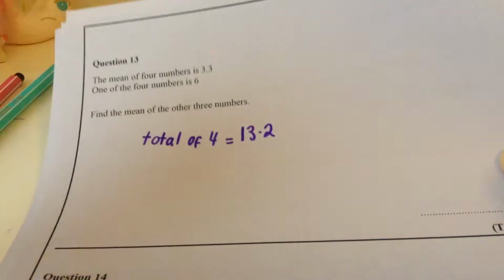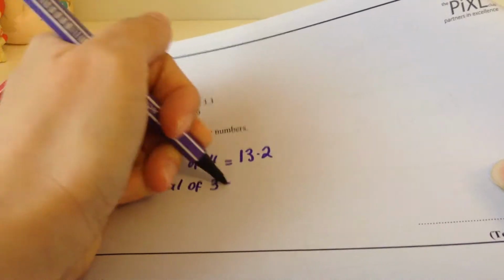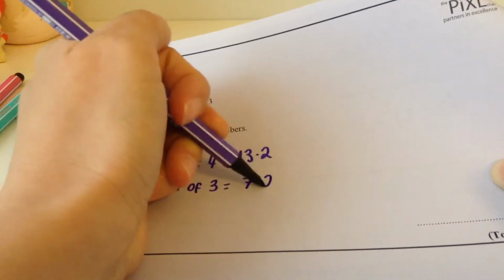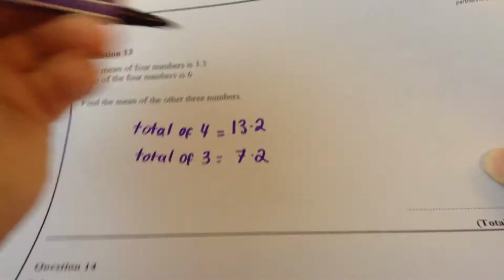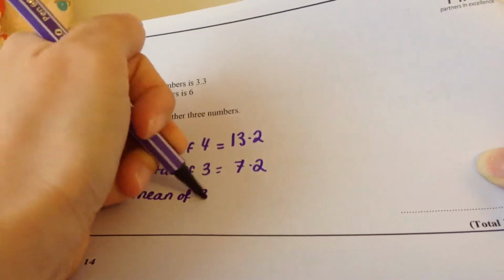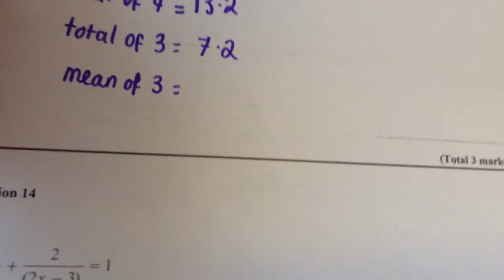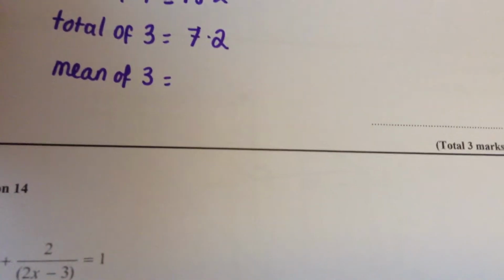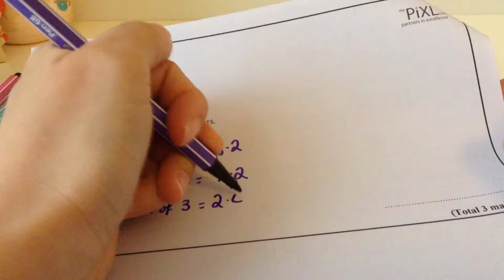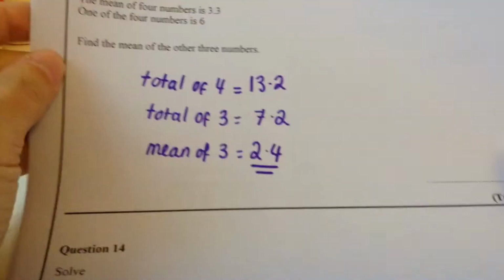If I take the 6 away, that's going to give 7.2. So the mean of those 3 would be 7.2 divided by 3, which I feel like I should be able to do in my head, but I can't be bothered. 2.4. That's the answer.